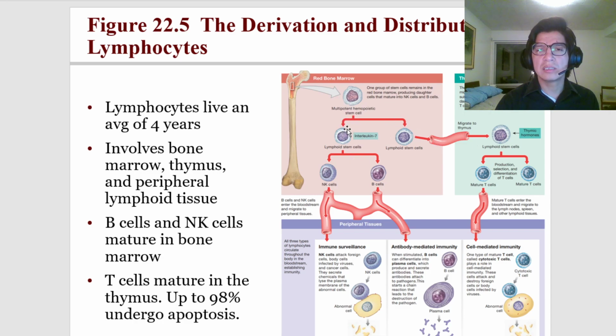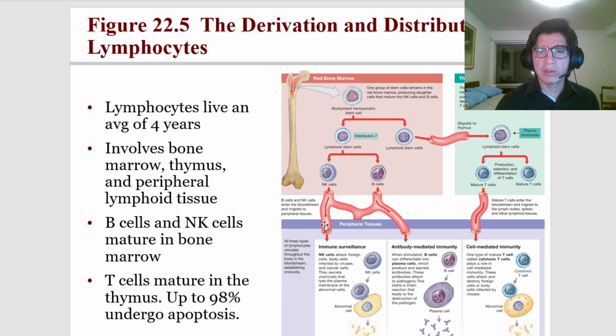This differentiates into a lymphoid stem cell that gives rise to B cells within the bone marrow, and a lymphoid stem cell that travels to the thymus, and within the thymus it gives rise to T cells, and eventually these natural killer cells, B cells, and T cells perform their function.